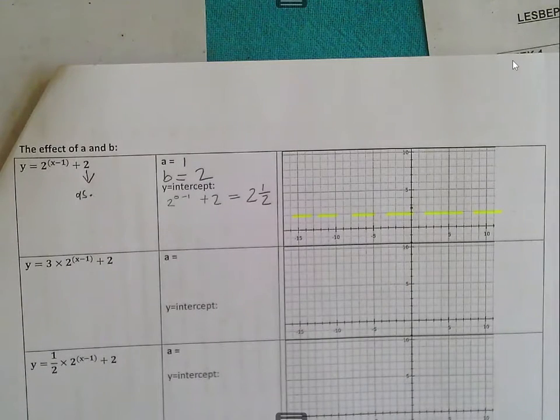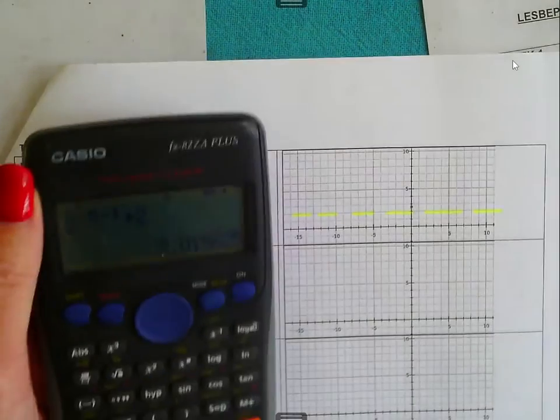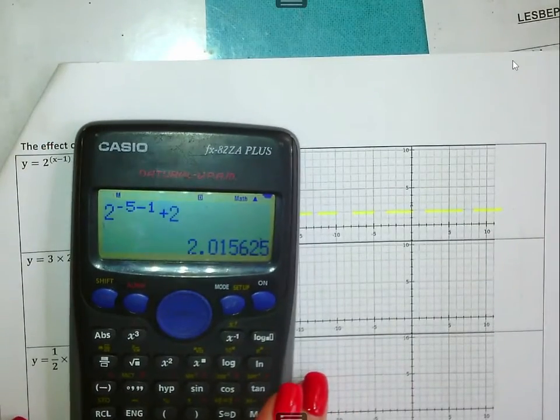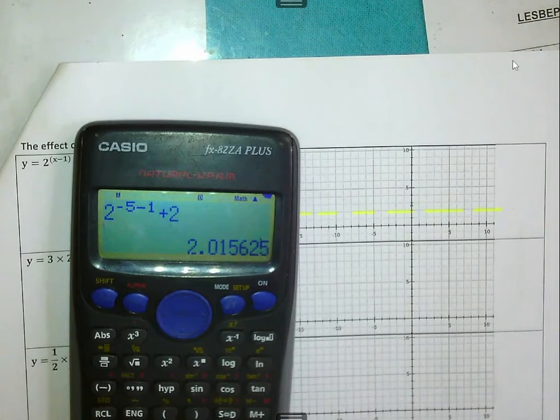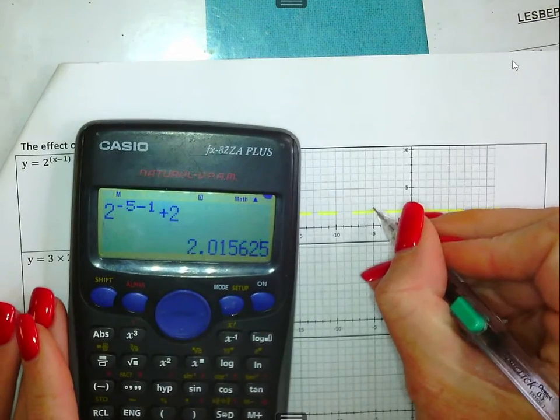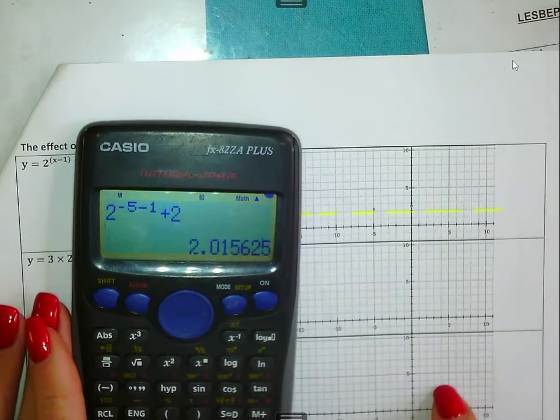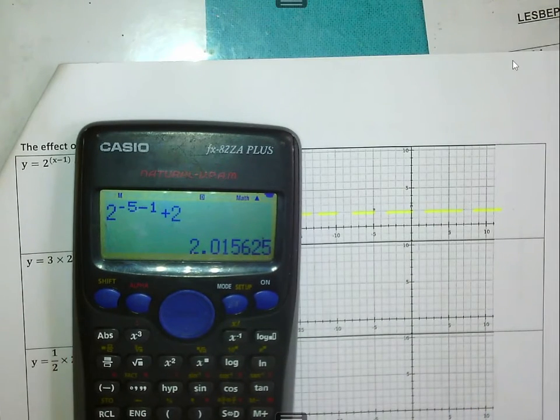Now, I will show you here on my calculator. You don't have to do it. 2 to the power of, I'm going to substitute in negative 5 minus 1 plus 2. Do you see my substitution? And then the answer is 2.01. So that means it's very close to this asymptote of 2. And it's going to go closer and closer and closer to it, but it will never reach it. Okay.